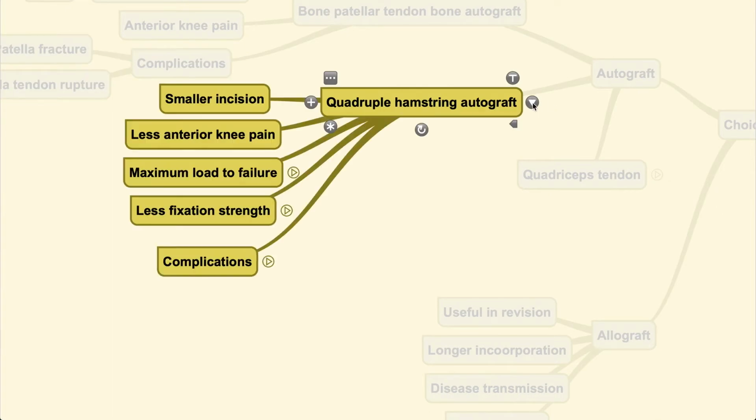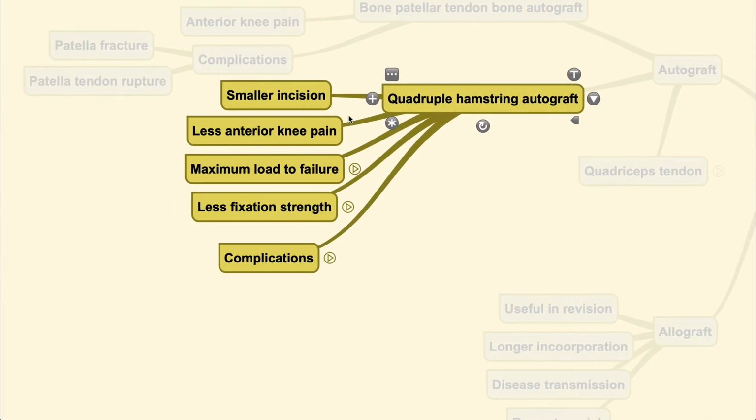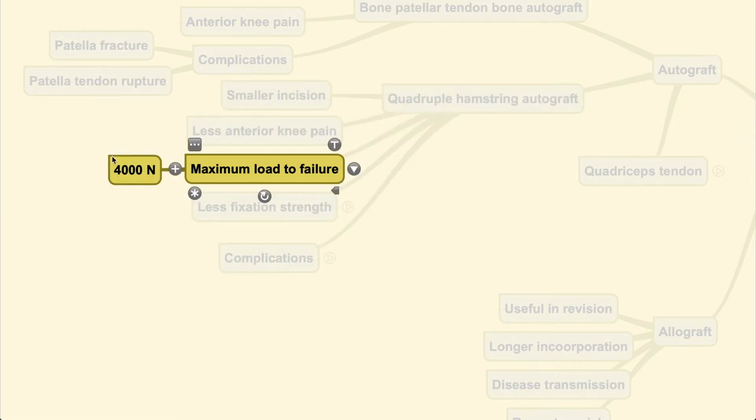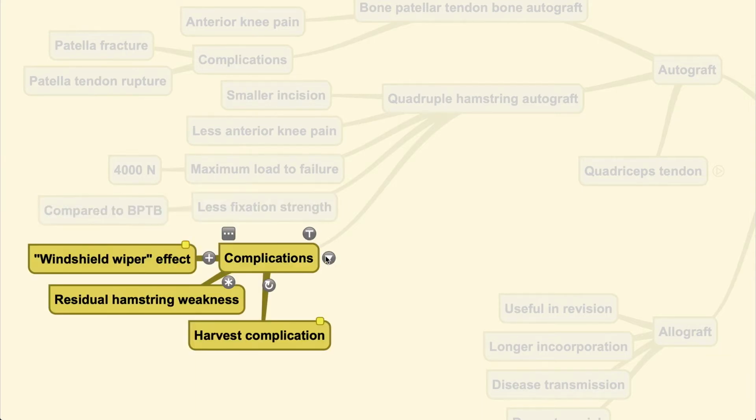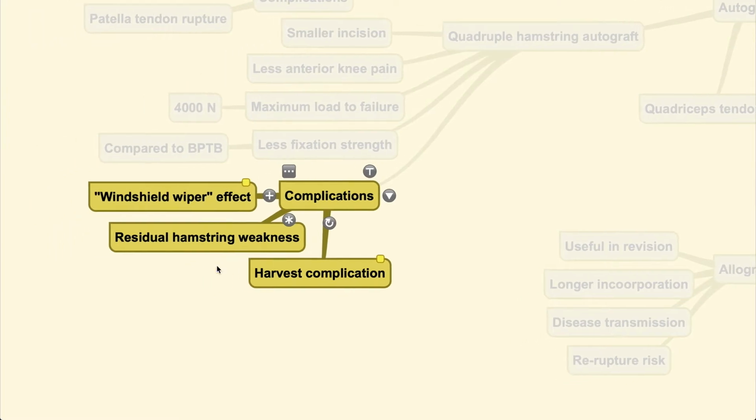Now for the quadruple hamstring graft, usually you only need a smaller incision and it gives less anterior knee pain, with a maximum load to failure higher than the BPTB, which is around 4000 Newton, but the fixation strength is definitely weaker compared to the BPTB since the BPTB method provides bone-to-bone healing. Now the complication that may arise is a certain effect that may occur, which includes the windshield wiper.